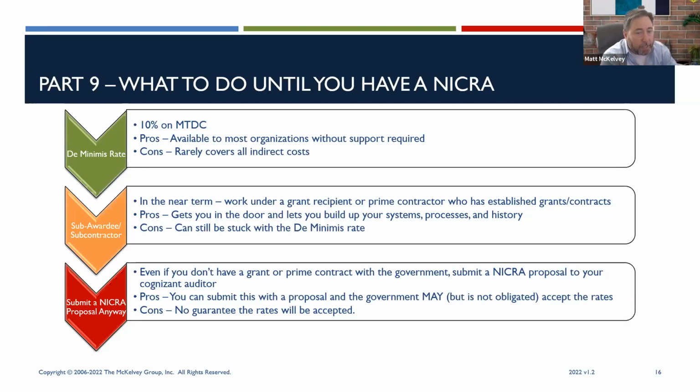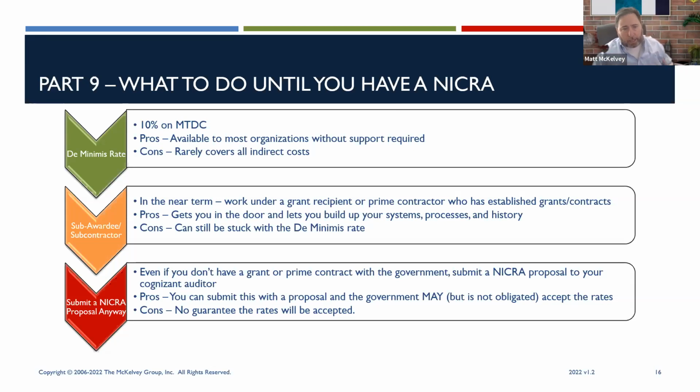So it's nice because there are no support requirements. You can do it as long as you consistently use it on all your bids and all your proposals, or grant proposals, excuse me. The problem is it rarely covers all your indirect costs. You're recovering a portion of your indirect costs, but not all of them. Depending on your organization, that may be worth it for the short term. It may not be, but that's what you have to realize. Until you have a NICRA, it's 10% of the MTDC. I'm going to get to the red bullet in a minute, but that's what the de minimis rate is.